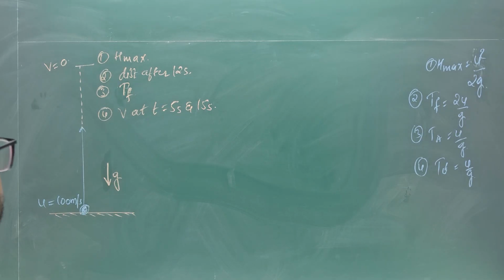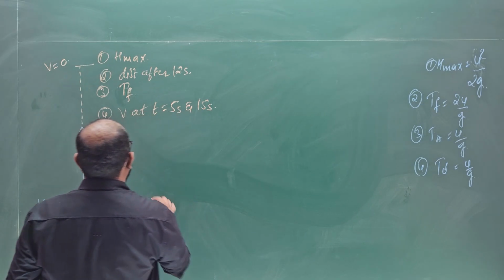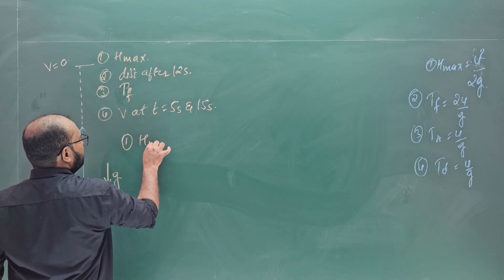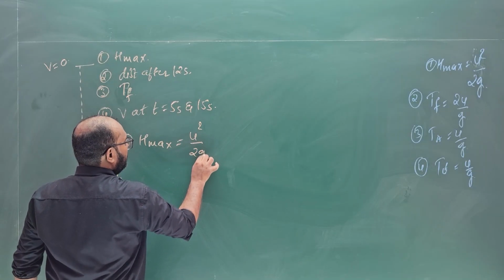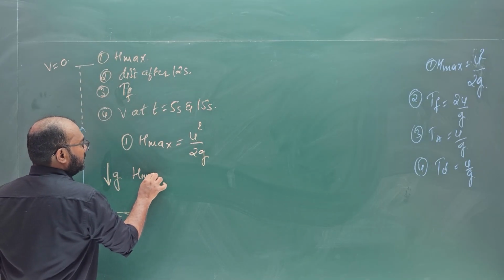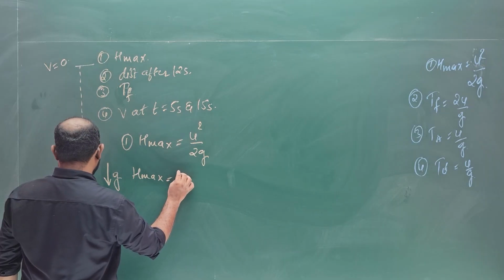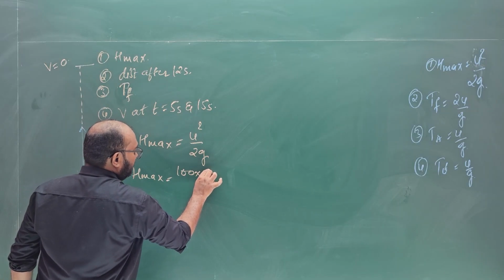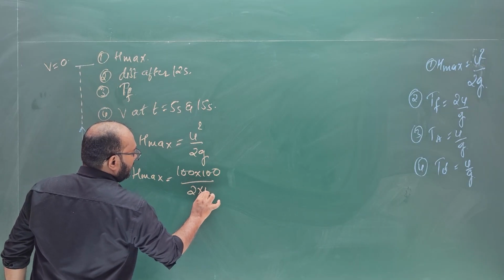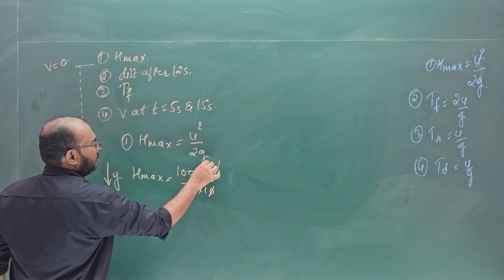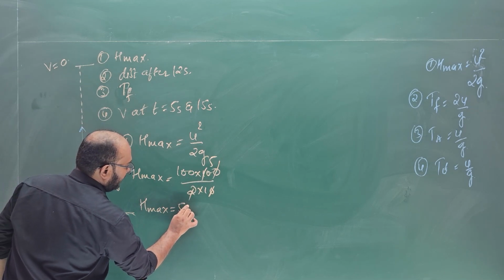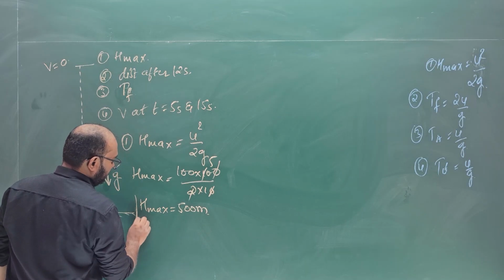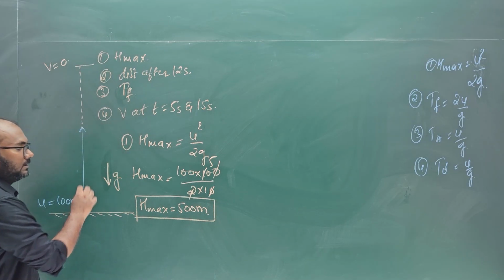Okay, shall I? First answer, h max. What is our formula for h max? U square upon 2g. So h max is equal to what? U is 100, so 100 into 100 upon 2 into 10. So h max is what? 500 meters. First answer is done.